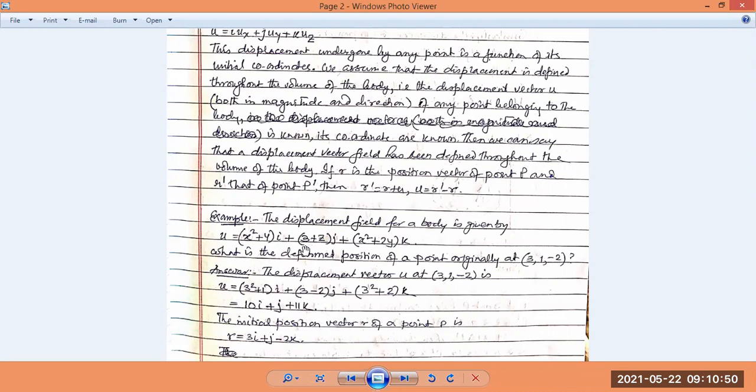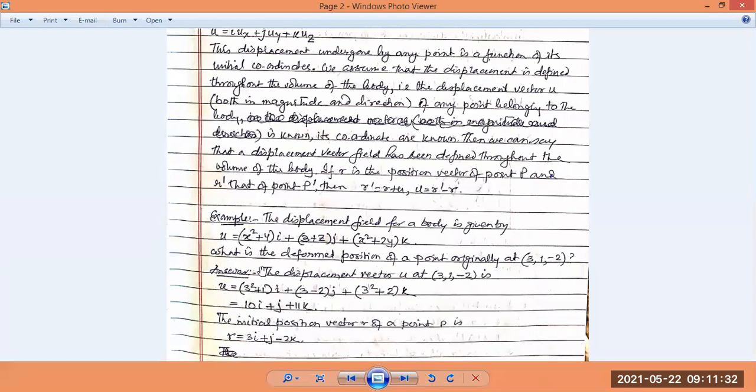Let a particular body's displacement vector be given by this equation: u = (x square plus y) i plus (3 plus z) j plus (x square plus 2y) k. Now, what will be the deformed position of the point which was originally at (3, 1, minus 2)? We have the displacement vector here, and we have the position vector of the point initially.